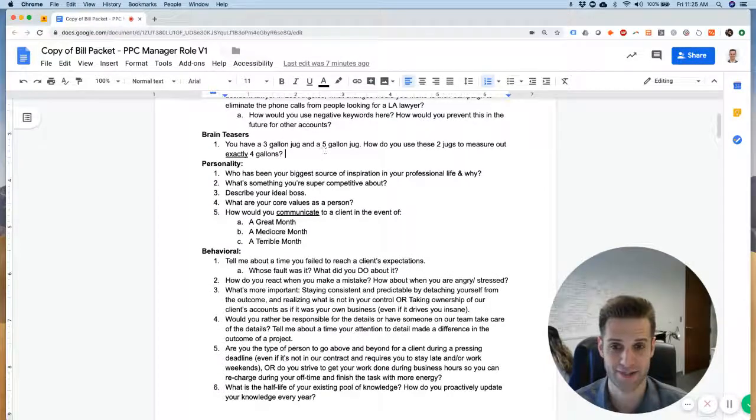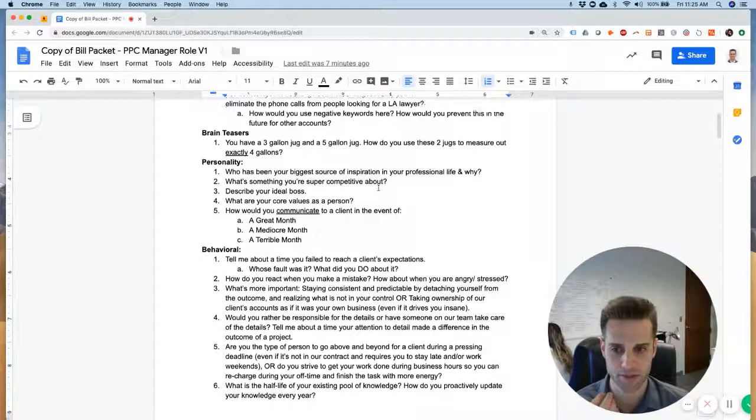Brain teasers. This is a really hard one. You have a 3-gallon jug and a 5-gallon jug. How do you use these two jugs to measure out exactly 4 gallons? Very, very hard. Almost nobody gets it. Look up this one online and you'll see the answer. But it's not about whether they get the answer. It's about seeing, do they give up or do they critically think through problem-solving options?